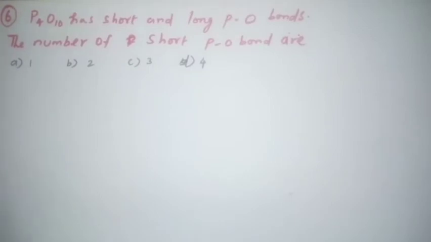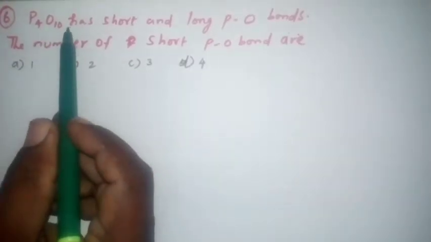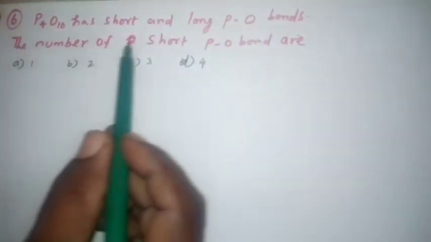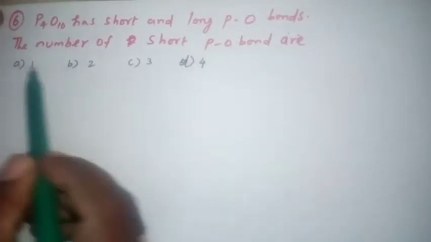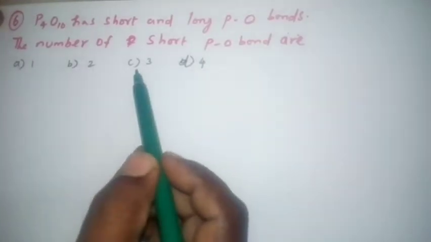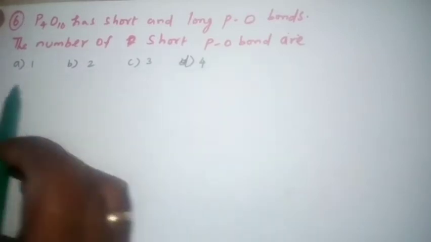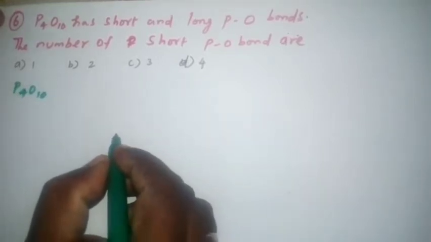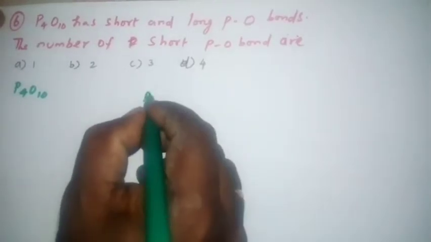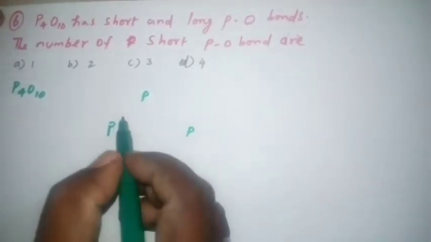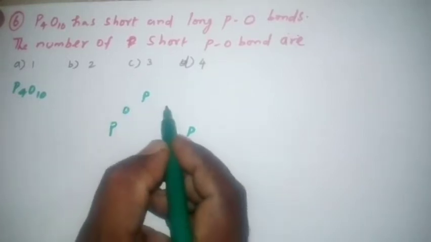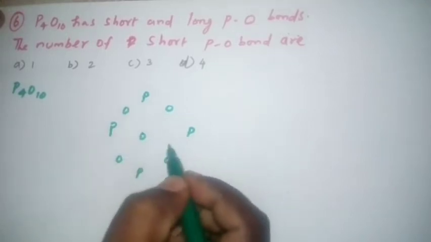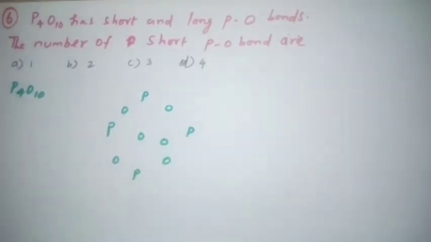Question number 6. P4O10, that is phosphorus pentoxide, has short and long phosphorus-oxygen, that is P-O bonds. The number of short P-O bonds are: option A 1, option B 2, option C 3, option D 4. See, the structure of P4O10: so draw phosphorus, phosphorus, phosphorus here, then phosphorus. Already we studied the structure. Then here one oxygen, oxygen, oxygen. Then between these two phosphorus one oxygen, and between these two phosphorus another oxygen.